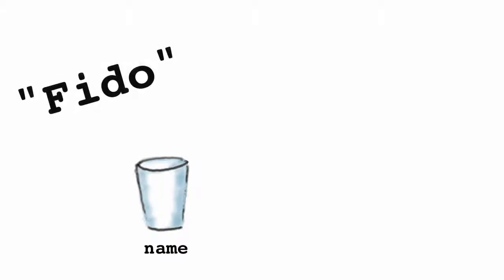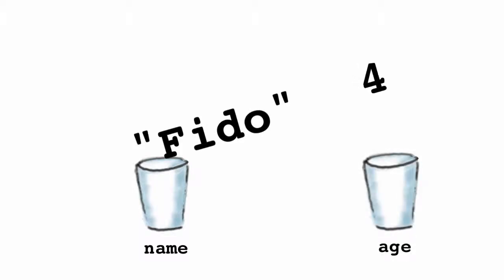Let's take a look at a couple of examples. Let's say we want to create a variable, and that variable is going to be called name. And we're going to give that variable a value like the string Fido. And we can create another variable. Let's call that variable age, and we'll give it a number like the number 4. So if you think about this using our cup analogy, it looks a little like this. We have a cup that's called name, and it's got a string Fido inside of it. And we've got a cup that's called age, and it's got the number 4 inside of it.